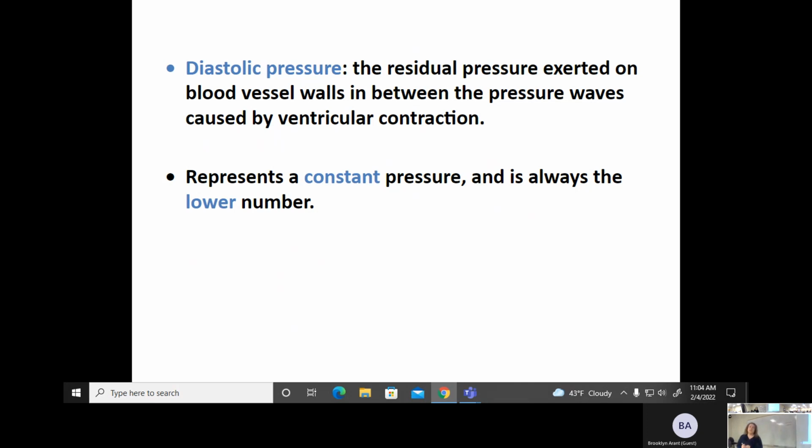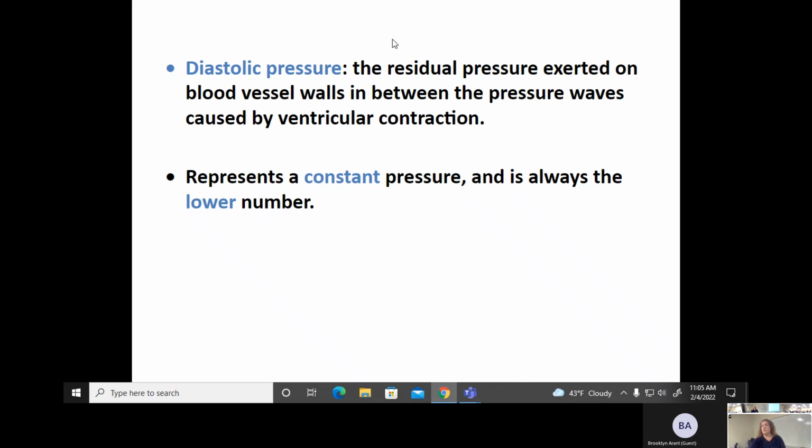This is the pressure that happens in between contraction. So see how I'm saying here, it's the pressure in between the ventricular contractions, or you could also say the diastolic pressure is happening during the ventricular diastole, when ventricles relax. So during the time when ventricles relax, our blood pressure doesn't go to zero. There's still a residual pressure. And this is a constant, kind of a more constant number. It's always the lower number, the diastolic.